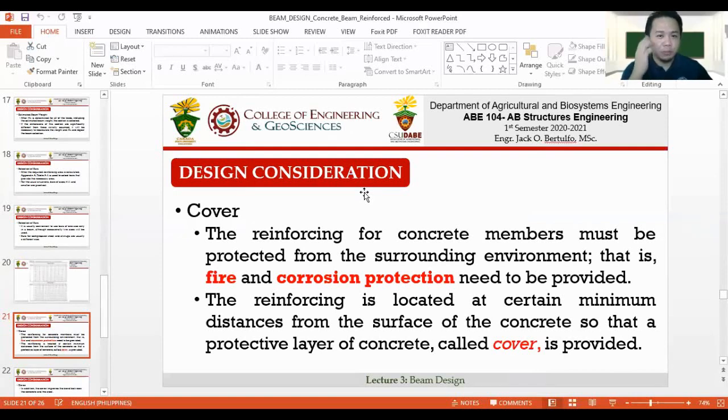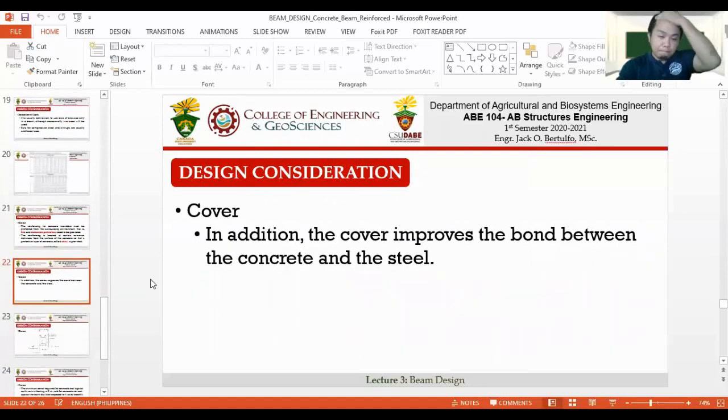Okay, so if you're familiar, I think you have seen examples of beams where the steel bars are located inside. So there is a certain distance before the surface of the concrete. You saw a specific distance before the edge of the beam. That certain distance is what we call the cover. In addition, the cover improves the bond between the concrete and the steel.